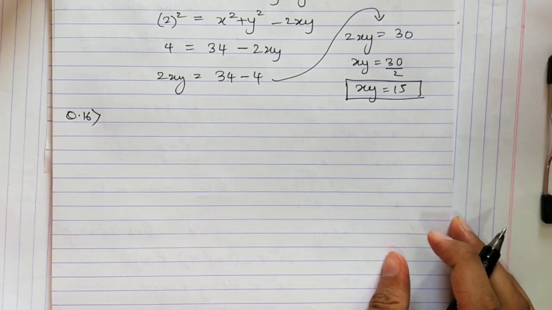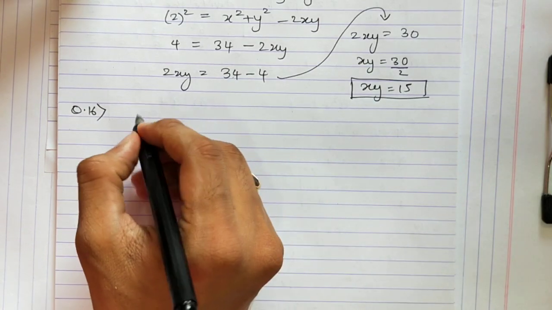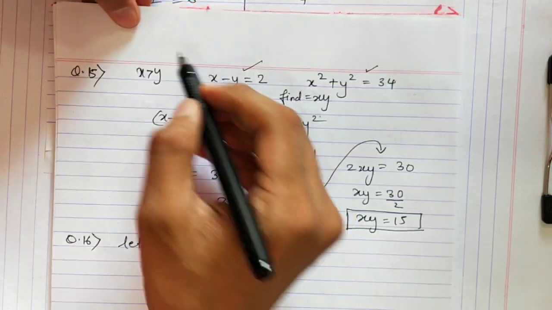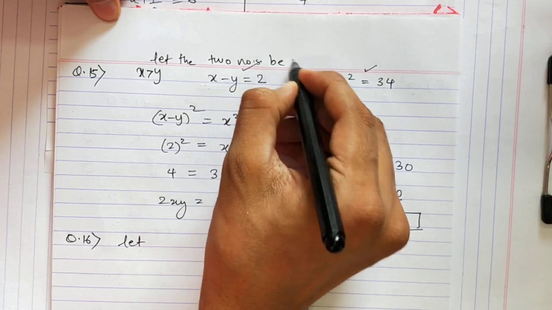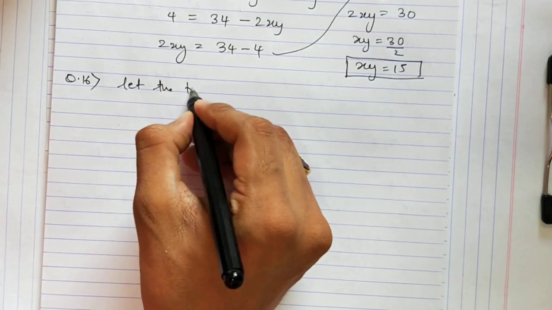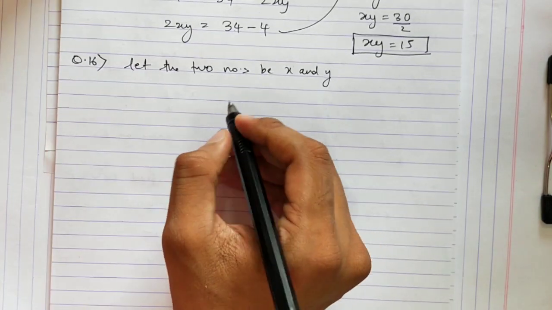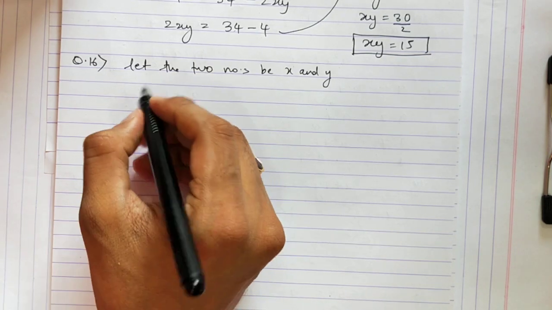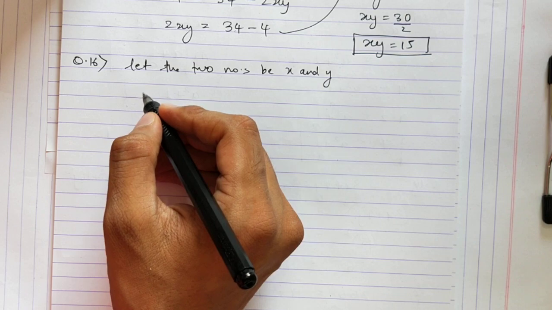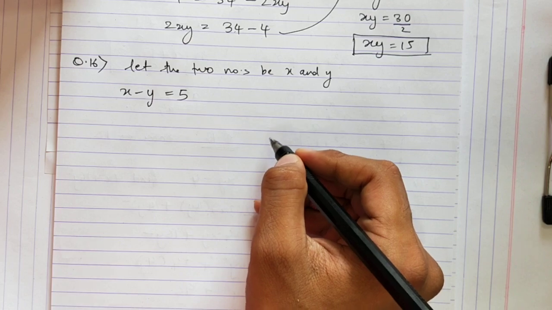The last sum in the A exercise: the difference between two positive numbers is 5. So see, right here also, write the statement, let the two numbers be x and y. Okay, same statement you write here also, that let the two numbers be x and y. Okay, it is given that difference between the two numbers is 5. So x minus y is 5.